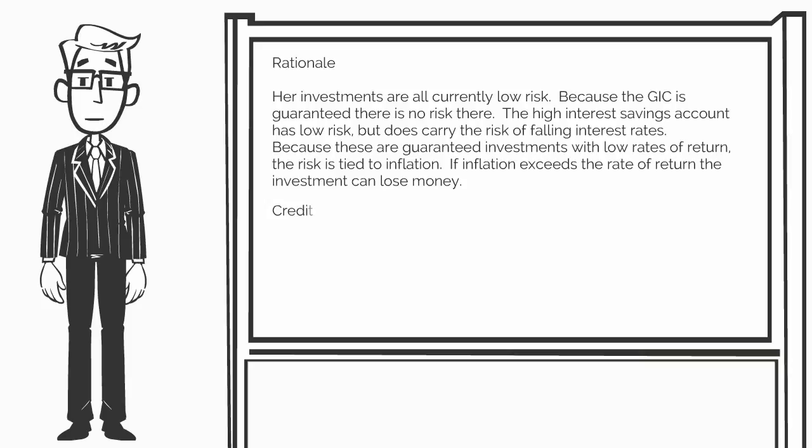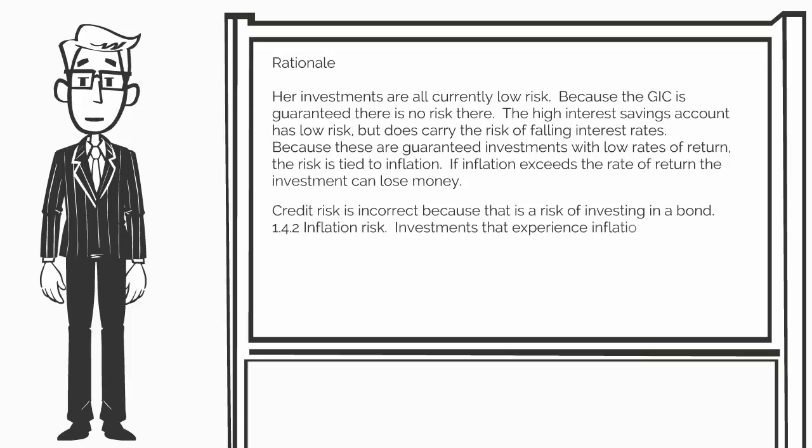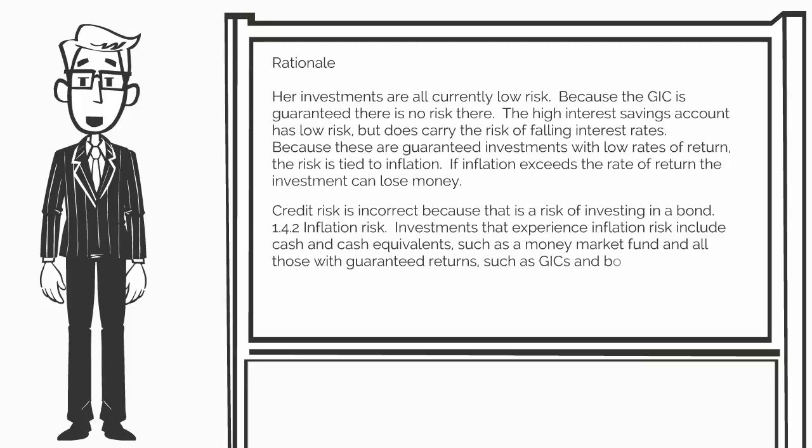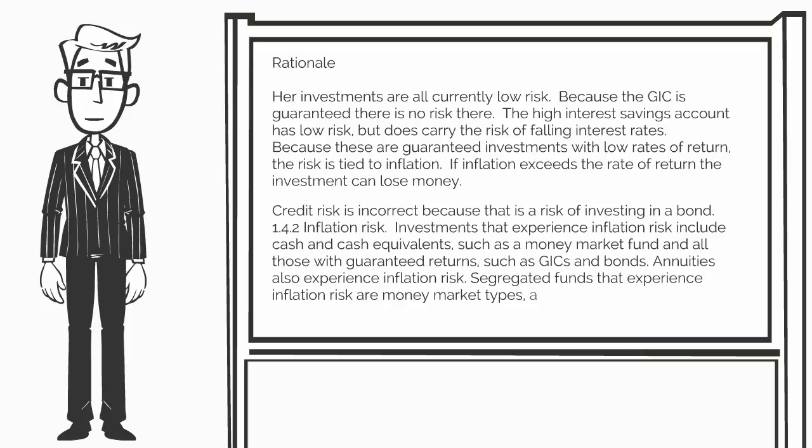Credit risk is incorrect because that is a risk of investing in a bond. As per 1.4.2, inflation risk, investments that experience inflation risk include cash and cash equivalents, such as a money market fund, and all those with guaranteed returns, such as GICs and bonds. Annuities also experience inflation risk. Segregated funds that experience inflation risk are money market types and those invested in bonds.